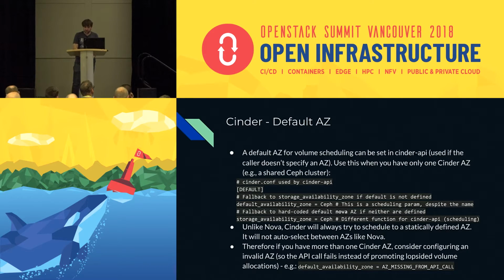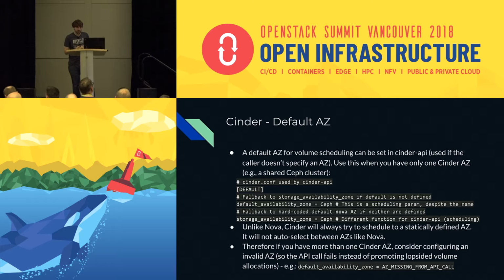So also, as with Nova, we can assign a default availability zone, which is used in the event that we don't get an AZ in the API request. The difference is you can't just leave this blank and let Cinder schedule to any AZ with capacity. If you leave it undefined, it falls back to the storage availability zone config option. And if that is undefined, it will schedule to a hard-coded default Nova AZ, which will fail if you don't have an AZ that matches that name.